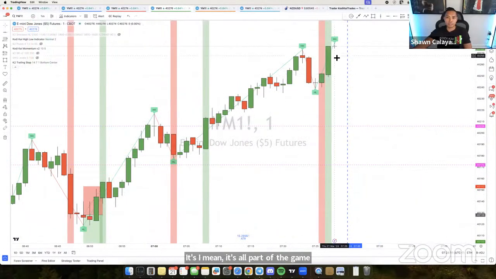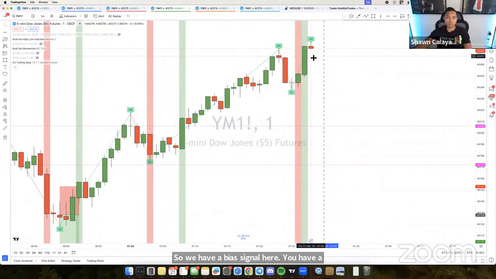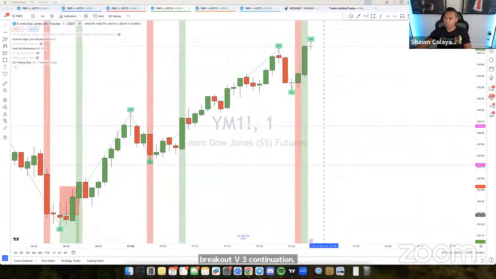So we have a buy signal here. We have a pending candle. If this candle closes green, this could be a breakout V3 continuation. Otherwise, just another back and forth.